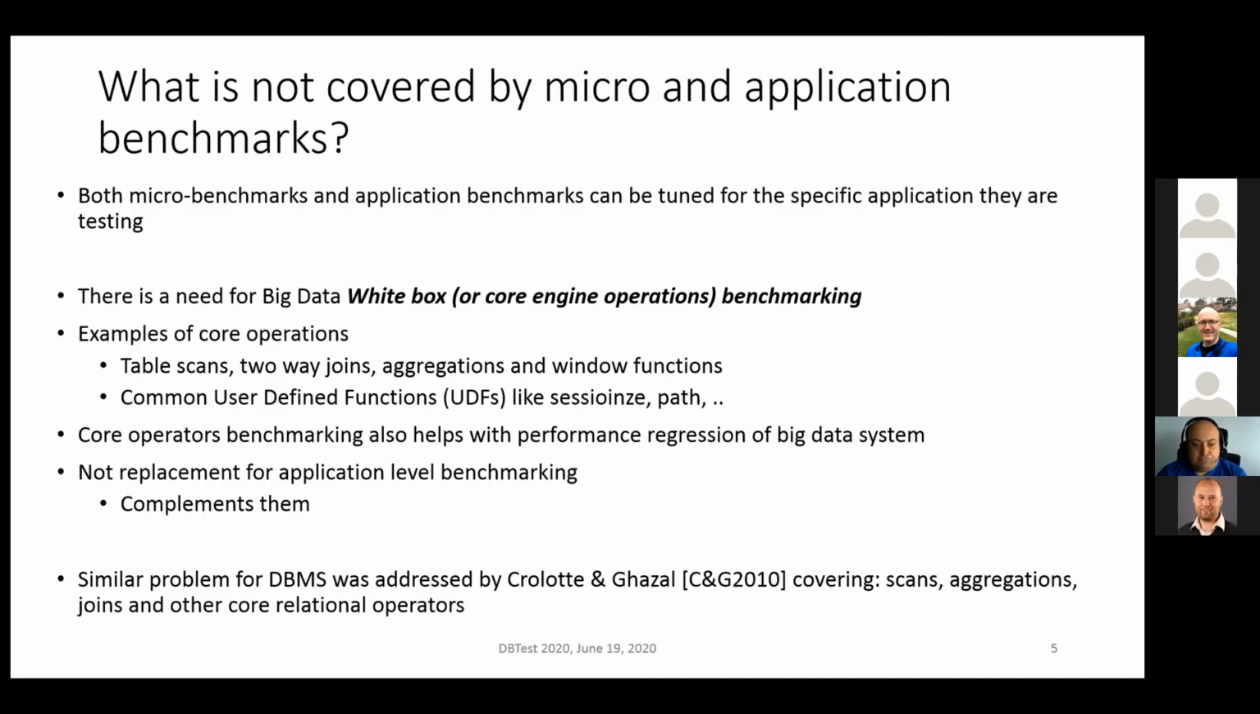In addition, such a benchmark will not replace either the micro benchmark or the application level benchmark. It should be seen as a complementary benchmark. Furthermore, there was a proposal from 2010 by Alan and Ahmad, where they presented a benchmark which was again on core operations, but for database management systems. Our idea is very similar, but the focus here is on the new big data systems.